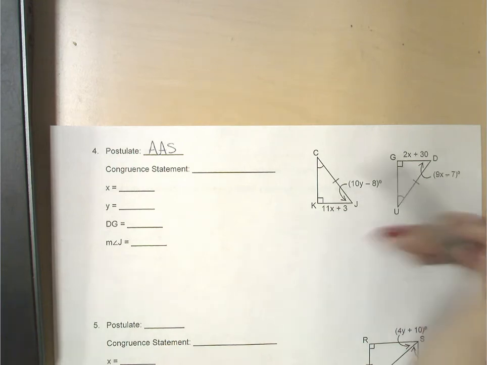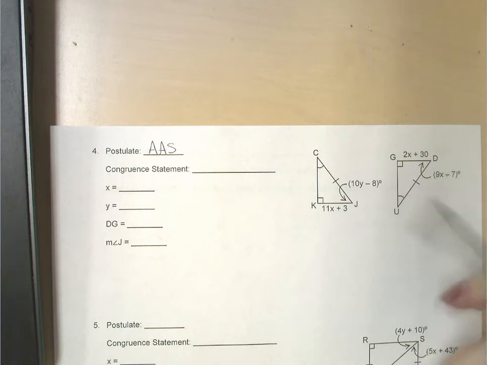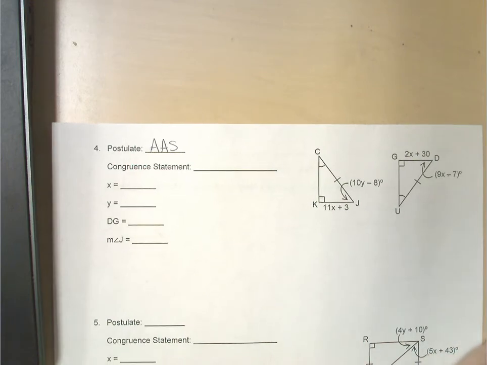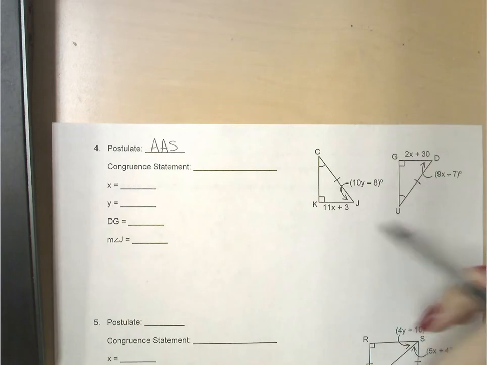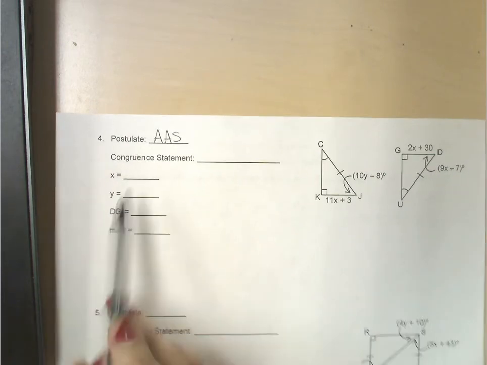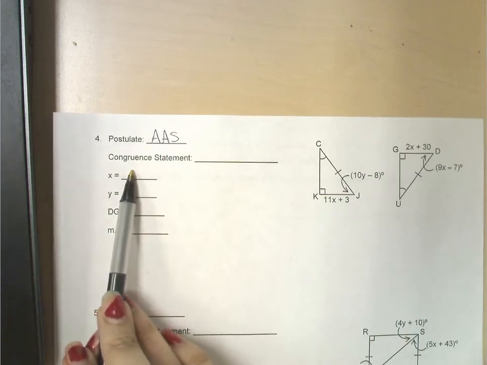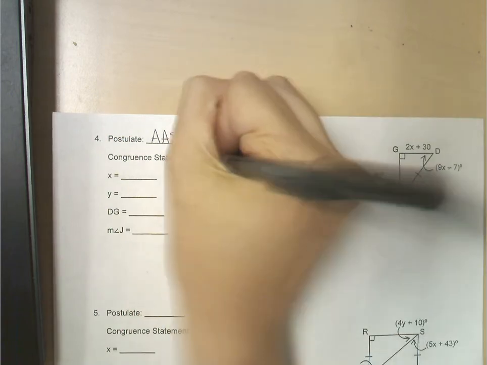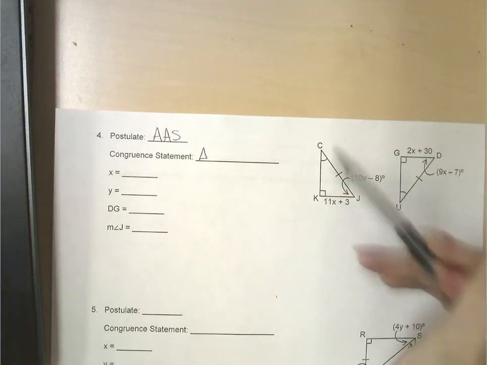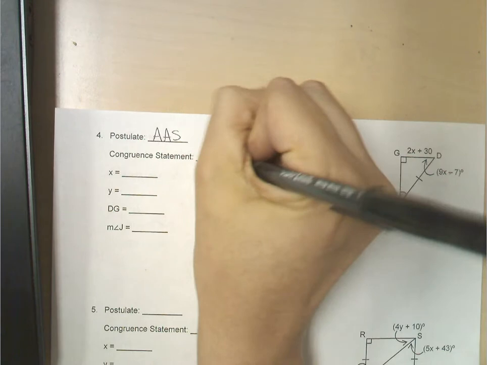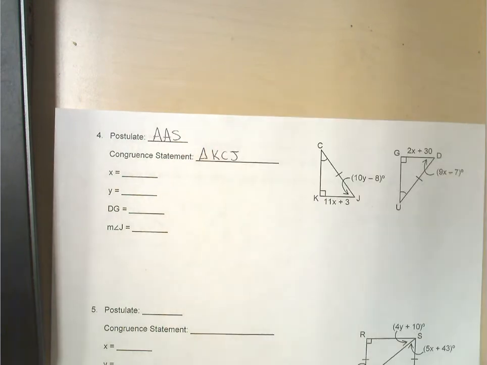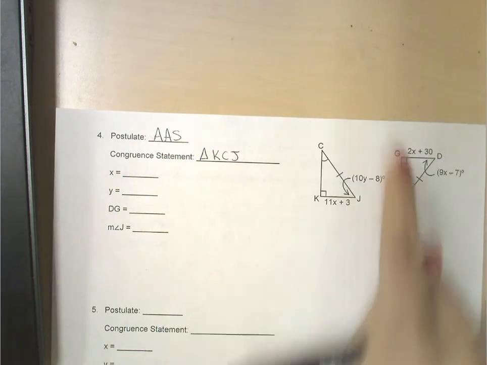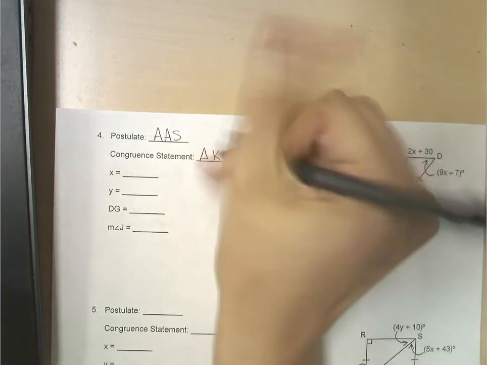That means all the angle pairs would be equal, and all the pairs of sides would be equal, corresponding sides. The congruency statement, we practiced this in class before. I have to name the first triangle. So this is going to be triangle KCJ. Remember, it doesn't matter where you start as long as you move either clockwise or counterclockwise.